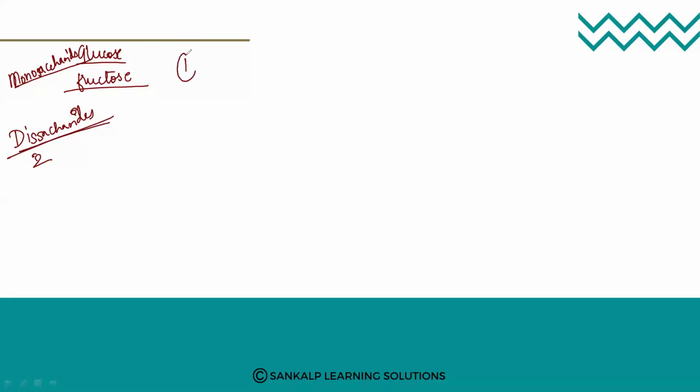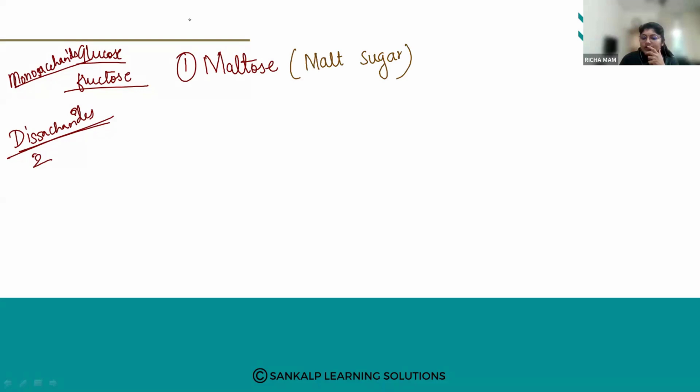Now, the first example of a disaccharide for your syllabus is maltose. Let me write. That much only I am going to cover. Now here, maltose. Maltose is also called malt sugar. I hope you are noting down these things. What is the formula? It is C12H22O11.